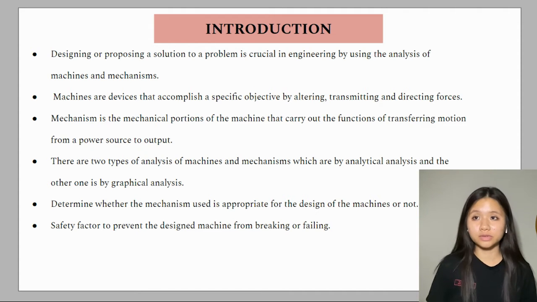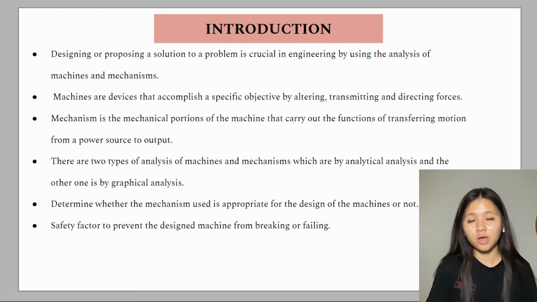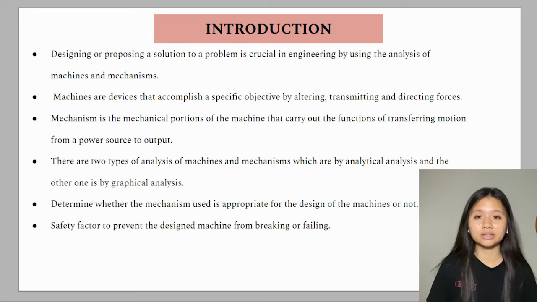Now, designing or proposing a solution to a problem is crucial in engineering by using the analysis of machines and mechanisms. The analysis of machines and mechanisms is the study of motions of machines, where it focuses on the application of kinematic theories to real-life machineries. Machines are devices that accomplish a specific objective by altering, transmitting, and directing forces. Mechanisms are the mechanical portions of the machines that carry out the functions of transferring motions from a power source to the output.